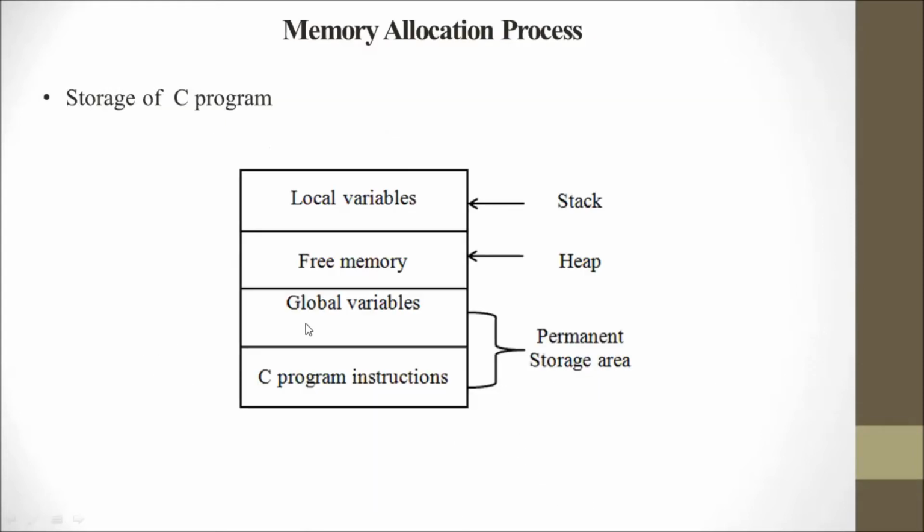So this diagram shows how a program allocates space in memory. The local variables are stored in the stack. This is free memory space managed by the heap, and global variables and C program instructions are stored in the permanent storage area.